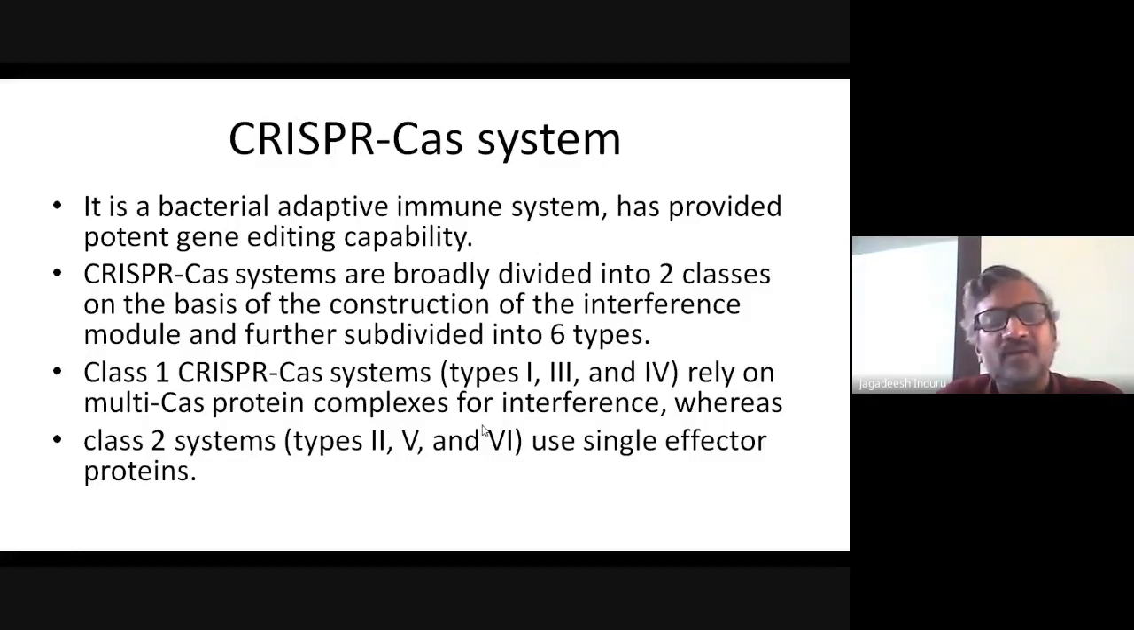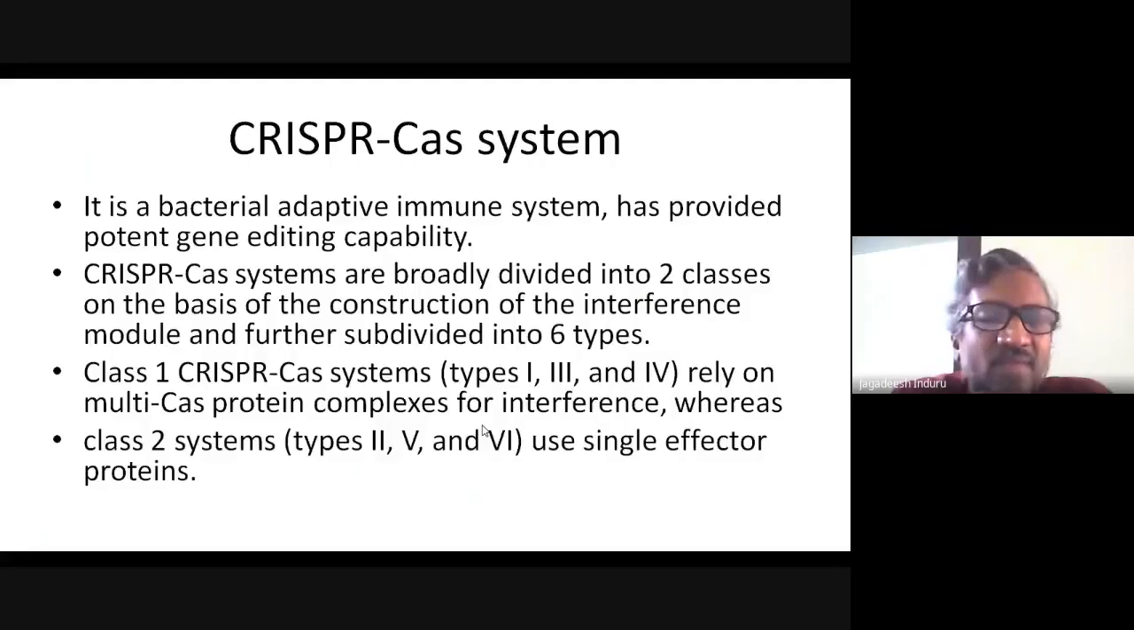In the class 2 systems, types 2, 5, and 6 use a single effector protein. It means class 2 CRISPR-Cas does not have multiple engines, but we use only a single engine for the specific purpose. Here we have the differences between Cas9 and Cas13.